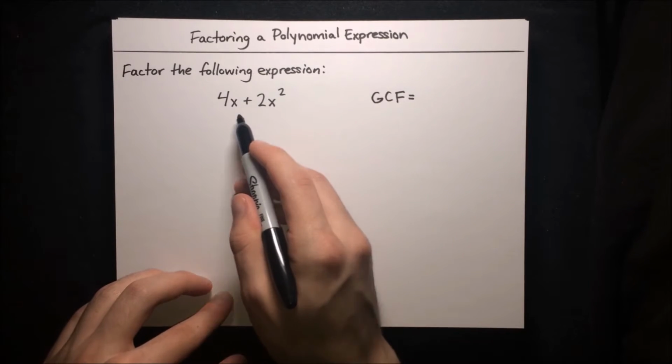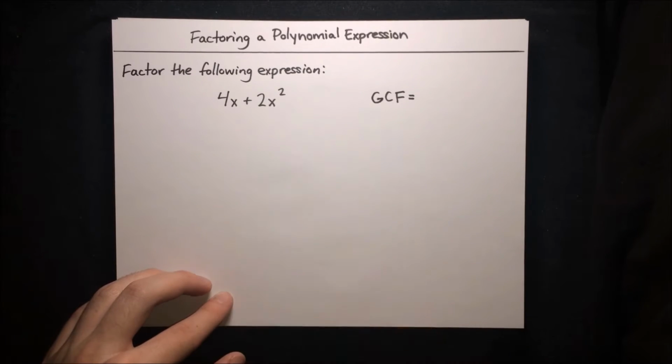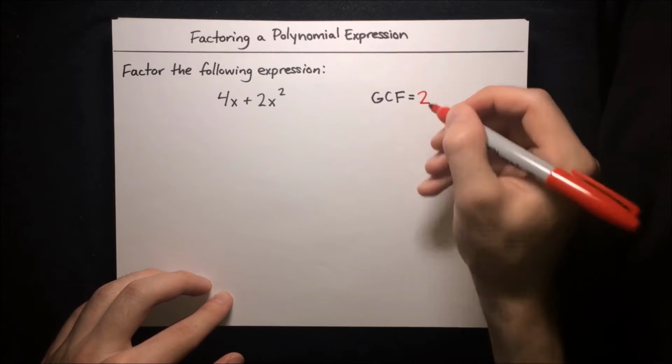So first, looking at 4 and 2, the coefficients, what is the greatest common factor of 4 and 2? Well, that's just the largest number that divides both 4 and 2, which is, of course, 2. So there's a 2 in our greatest common factor.